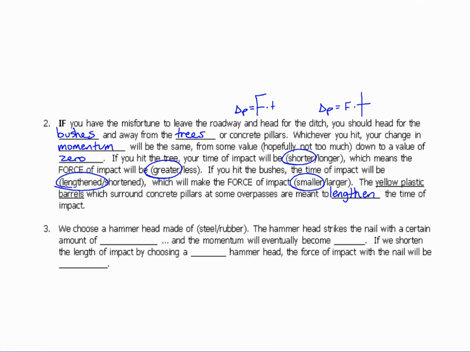In terms of hammers, you want to choose a hammerhead made of steel, not rubber. The hammerhead strikes the nail with a certain amount of force, and the momentum will eventually become 0. If we shorten the length of impact by choosing a steel hammerhead, the force of impact with the nail will be greater. So you're looking at a shorter period of time and a larger force driving the nail.